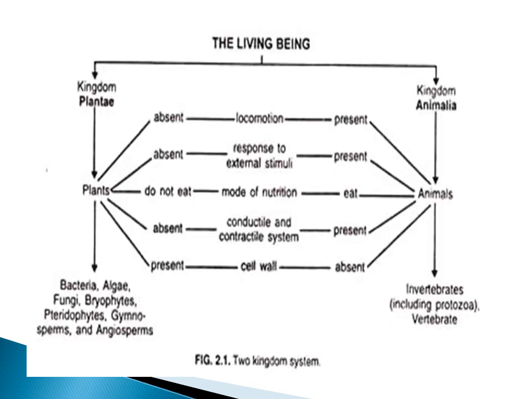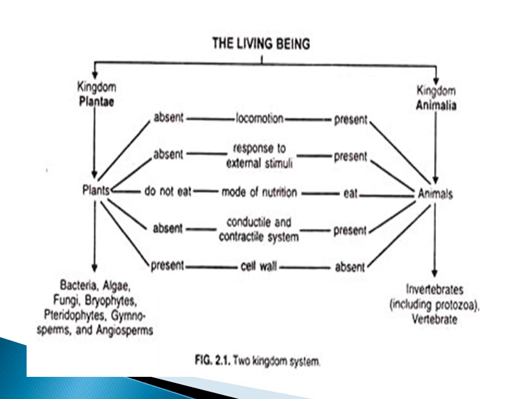Now see this flowchart. You can see that the living beings are divided into 2 kingdoms, kingdom Plantae and kingdom Animalia. Kingdom Plantae consists of all plants, and bacteria, algae, fungi, bryophytes, pteridophytes, gymnosperms, and angiosperms are also included in this group. And kingdom Animalia has animals, invertebrates, including protozoa. All these organisms are included in kingdom Animalia.